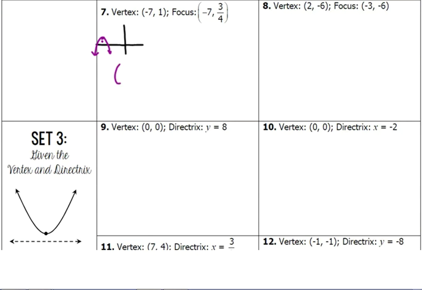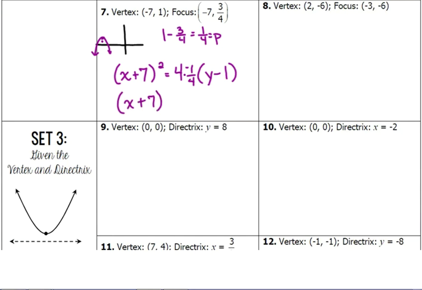It's vertical, so that's going to be x squared. They gave me the vertex, so I can go ahead and plug in x plus 7 and y minus 1. 1 minus 3/4 is 1/4. That's my p, the distance from the vertex to the focus. So that's 1/4. It is downward facing, so that is a -1/4.